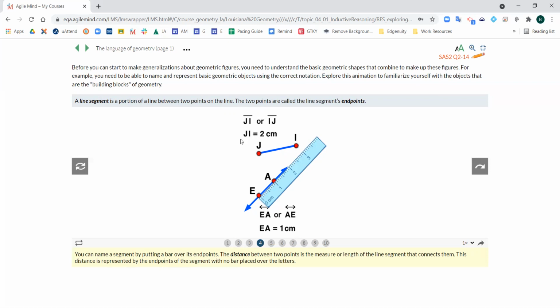And then if it has nothing over it, that's the distance between. So this is saying the distance between J and I is equal to 2 centimeters. Down here, we have our line EA or AE. We can also measure the distance between EA, and that's equal to 1 centimeter with this ruler here. You could also talk about specifically line segment EA, and that would be just talking about this little chunk right here, not the whole line that's going on forever, just that little bit in between E and A.